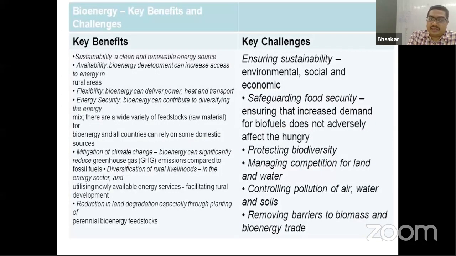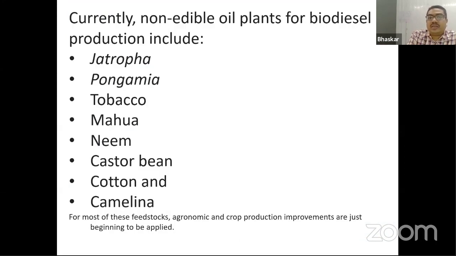So the key benefits are sustainability, flexibility, energy security, mitigation of climate change, and so on. And the key challenges are to ensure sustainability, to safeguard food security, to protect biodiversity, to manage competition for land and water, to control pollution, and to remove barriers to biomass and bioenergy trade. These are the currently used non-edible plant oils for biodiesel production: jatropha, Pongamia pinnata, tobacco, Madhuca longifolia, neem, castor bean, camelina. All of these are non-edible.